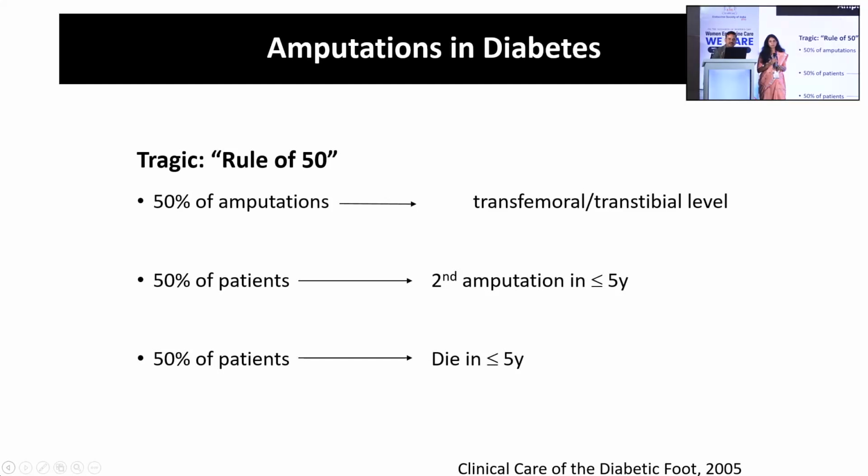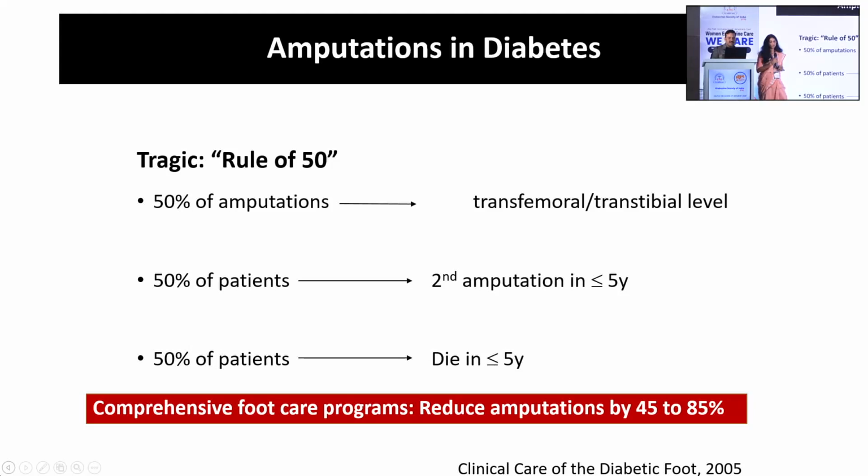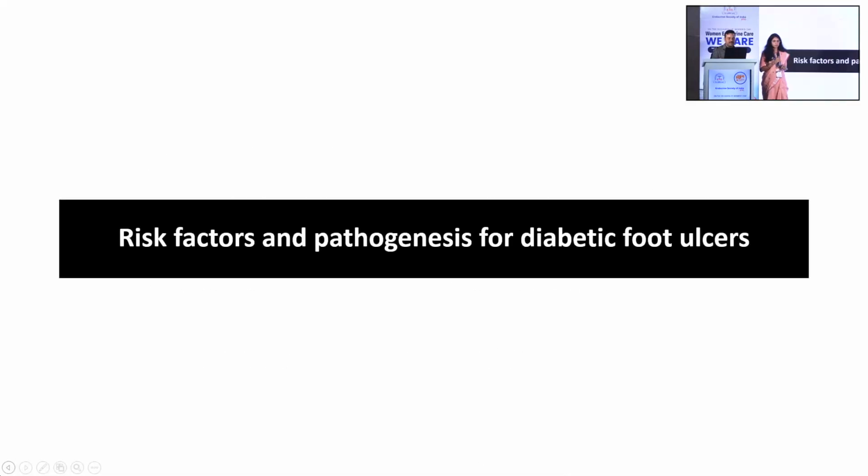50% of patients will require a second amputation within less than 5 years, and 50% of patients will die in less than 5 years. So the mortality is also high, the risk of further amputation is high, and most of the time it's a very complicated surgery, or very highly morbid surgeries. Comprehensive foot care programs reduce amputation by almost 45 to 85%.